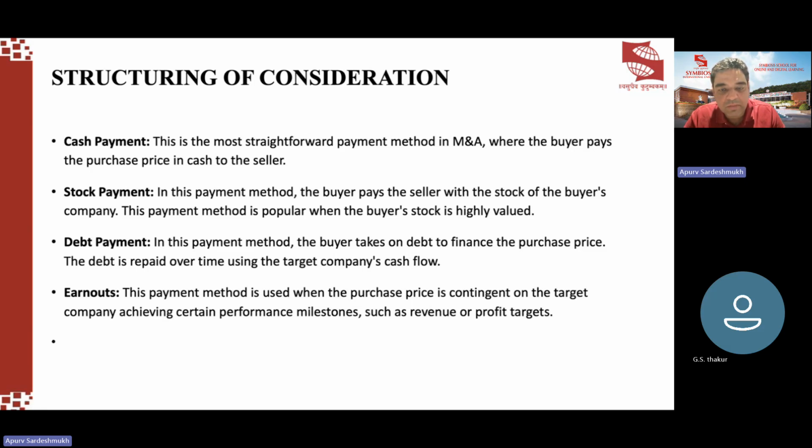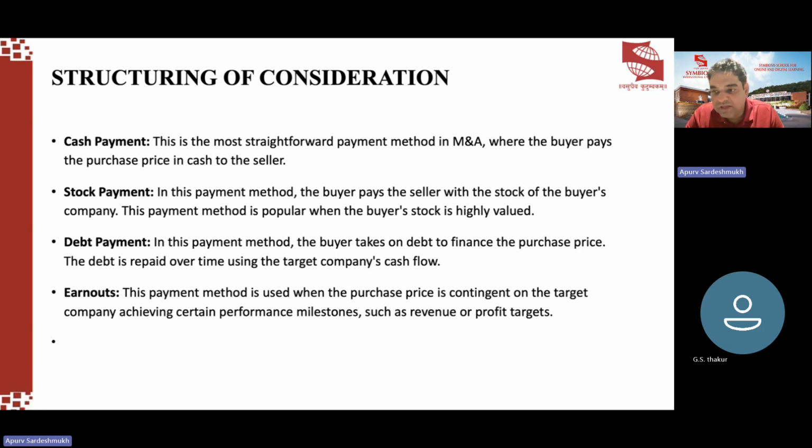This is the most straightforward payment method, where you just pay cash and you get the company in return. It can be done through a stock payment. So let's say there are two companies, XYZ and ABC. XYZ wants to acquire the shares of ABC, but XYZ doesn't have the money. So what will you do? XYZ will say to the shareholders of ABC, you give me the shares of ABC, and in return, XYZ will allot shares of XYZ to the shareholders of ABC. So it will be a swapping of shares.